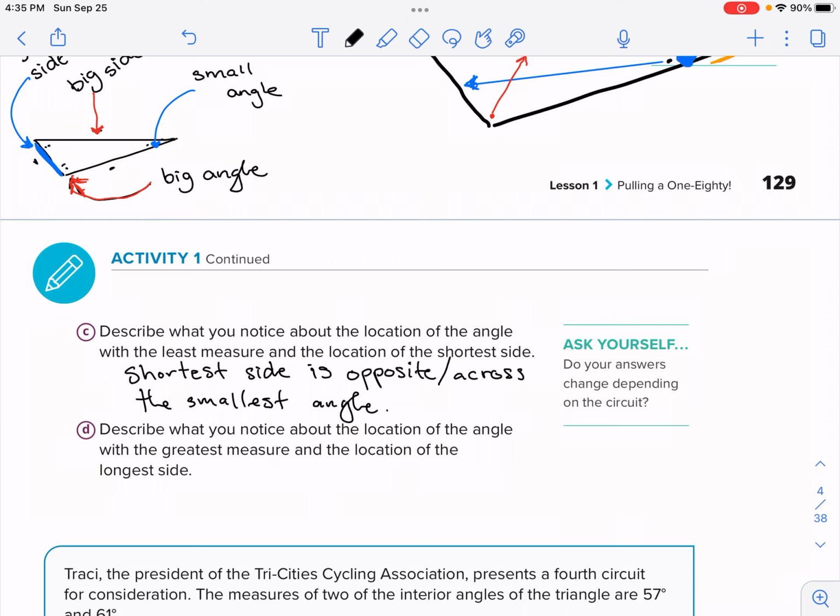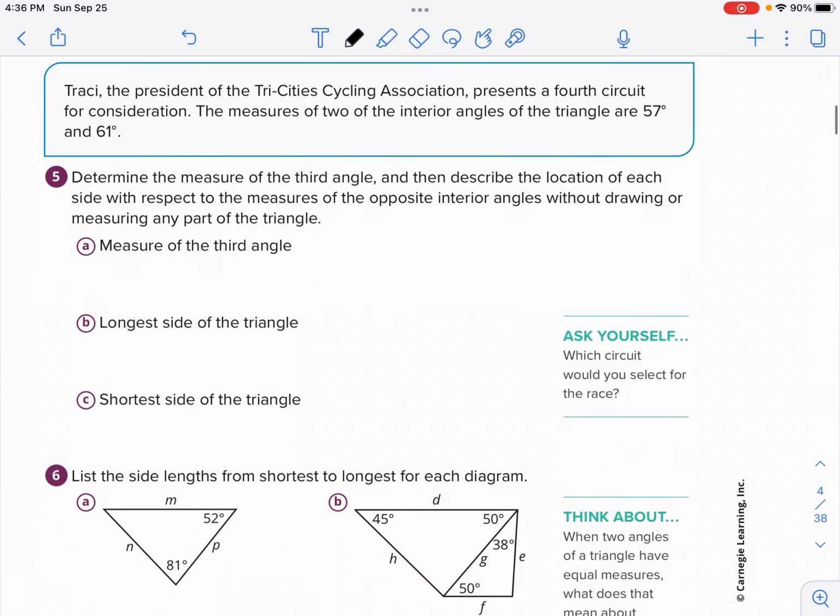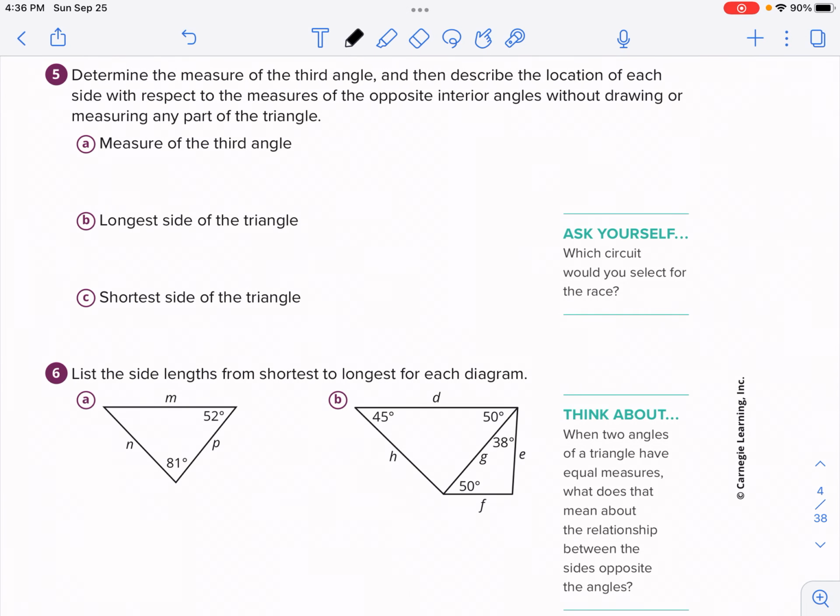Now D is the same exact thing, but it's saying describe what you notice about the location of the angle with the greatest measure and the location of the longest side. We put the same thing, except the longest side is opposite or across the biggest angle. We're going to skip some problems: we're going to skip D, 5, A, B, and C, and go to number 6. Number 6 says, list the side lengths from the shortest to the longest for each diagram.